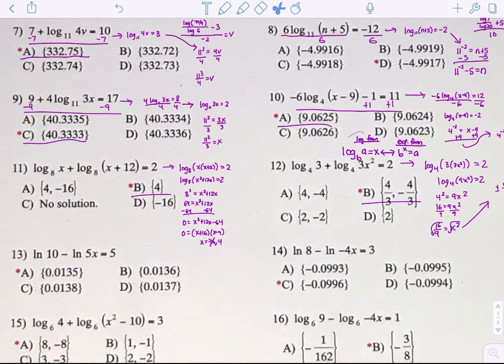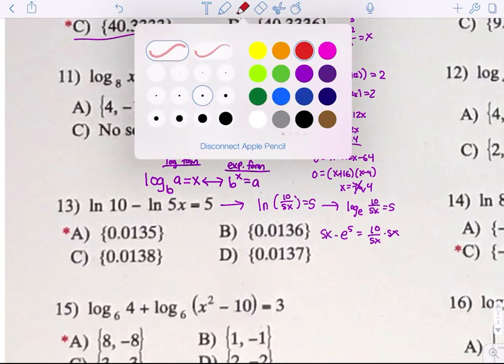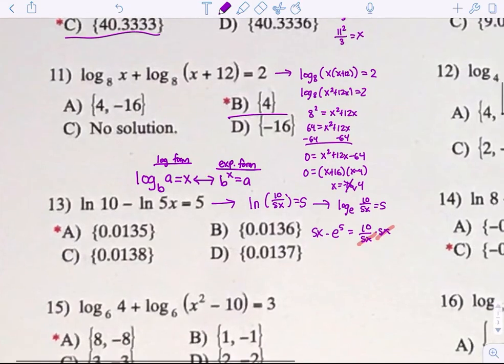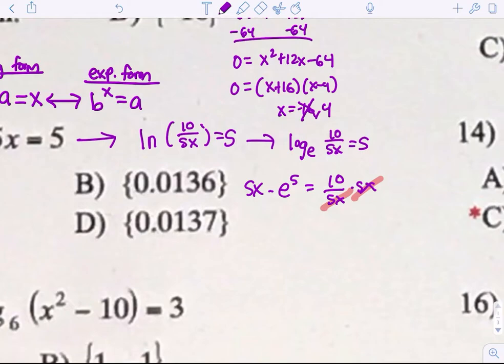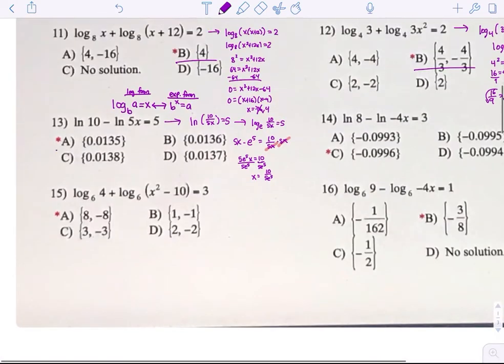Alright, 13. Natural log and a minus, which is the quotient rule. So ln of 10 over 5x is equal to 5. So let's change the ln to be a log base e, so we can make this into log form. And let's change it to exponential. e to the 5th power is equal to 10 over 5x. Multiply both sides by 5x. These cancel. So we are going to get, now notice I'm going to be putting the x next to the e, so 5e to the 5th, x equals 10. Divide both sides by 5e to the 5th power. So x is going to equal 10 over 5e to the 5th. Put that in your calculator and you should get that.